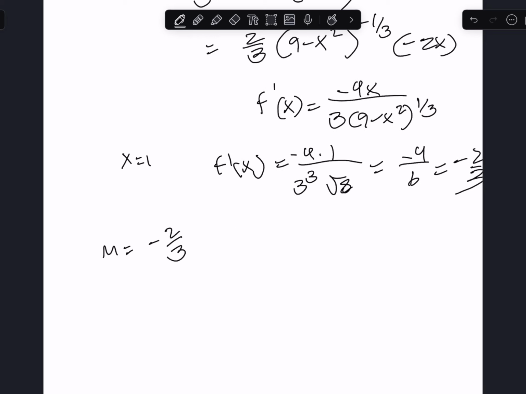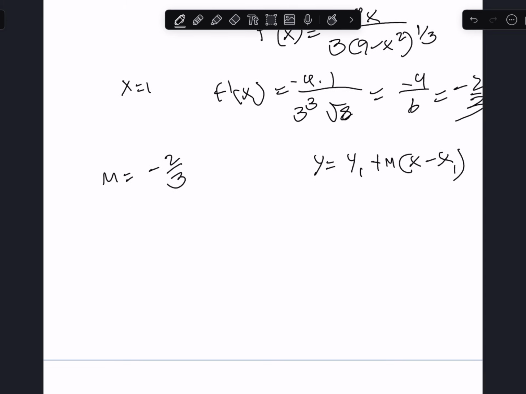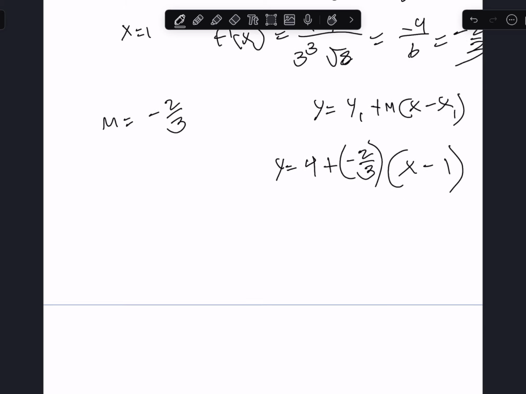Now we have to put it into our formula, which is y equals y1 plus m times (x minus x1). So let's input our variables. We have 4 right here. That is the y that was given to us at our original point, plus the slope that we just found, times (x minus x1). Our original x was 1.